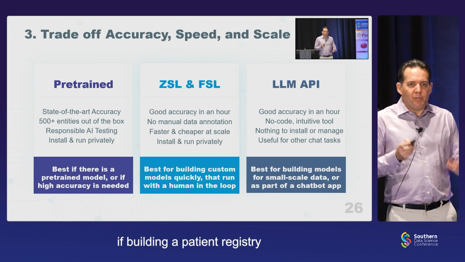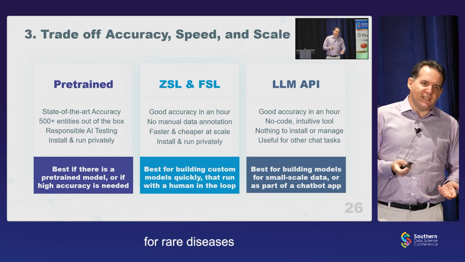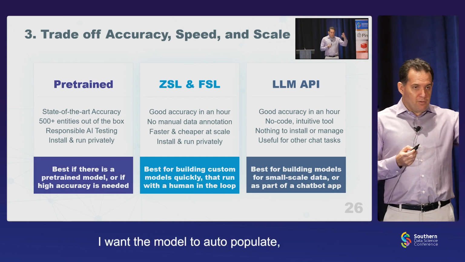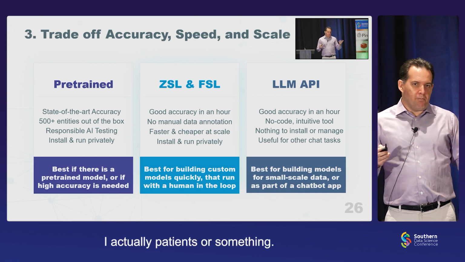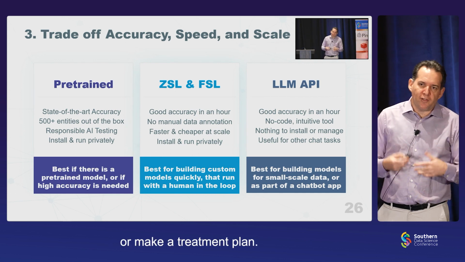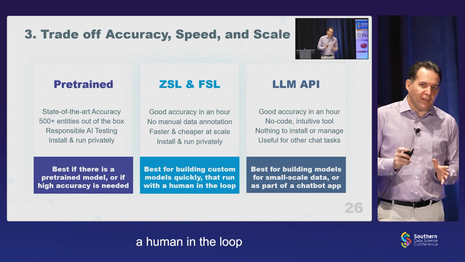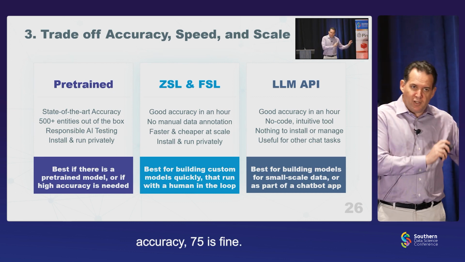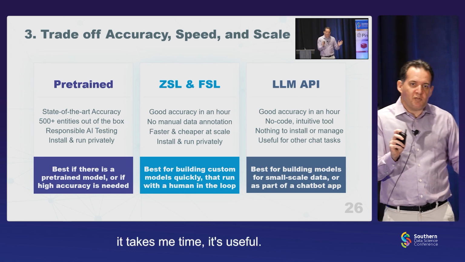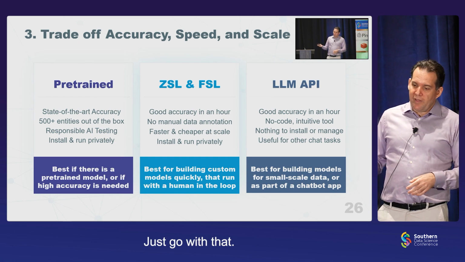Okay, so for example, if you're building a patient registry for rare diseases, and you say, I want the model to auto-populate, but then I have someone go one by one and check it before I actually contact patients or submit this to a regulator or make a treatment plan. So as long as you have a human in the loop and you can say, look, I don't really need 95% accuracy, actually 75 is fine. It saves me time, it's useful, just go with that.